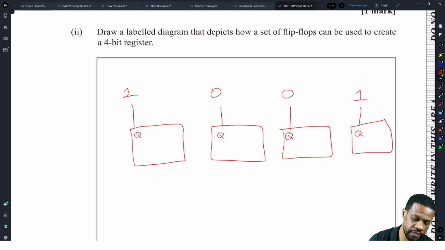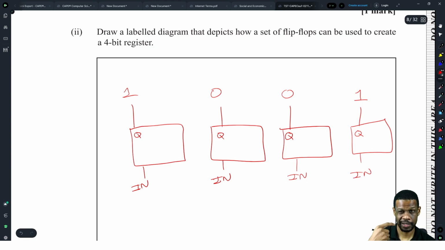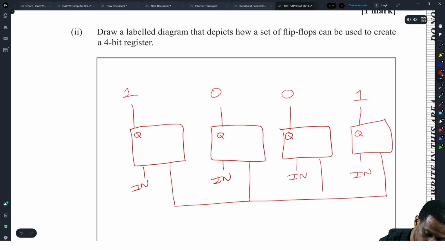But there are 2 inputs to the flip-flop that you need to take into consideration, and they would usually have an input. And each one of them will have their own input, but that input will be based on another input that you're going to have, which is usually the clock signal. So I'll kind of pull this out here, and each one of them will have to be connected to a clock.